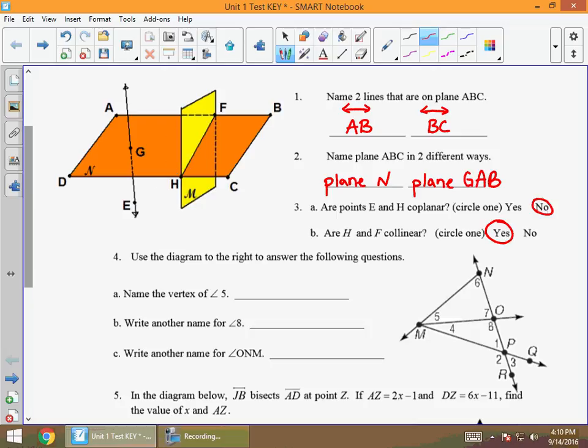Scoring for this first part up here, 1, 2, and 3, you got 2 points for question 1. You got 2 points for question 2. You got 2 points for question 3. So as I'm taking a look at that, 2, 2, and 2. So so far we're up to 6 total points.